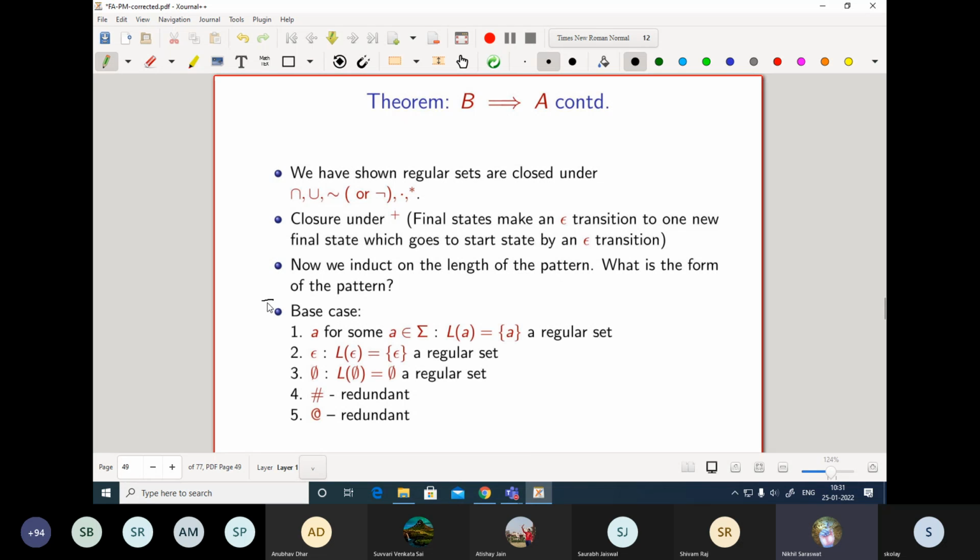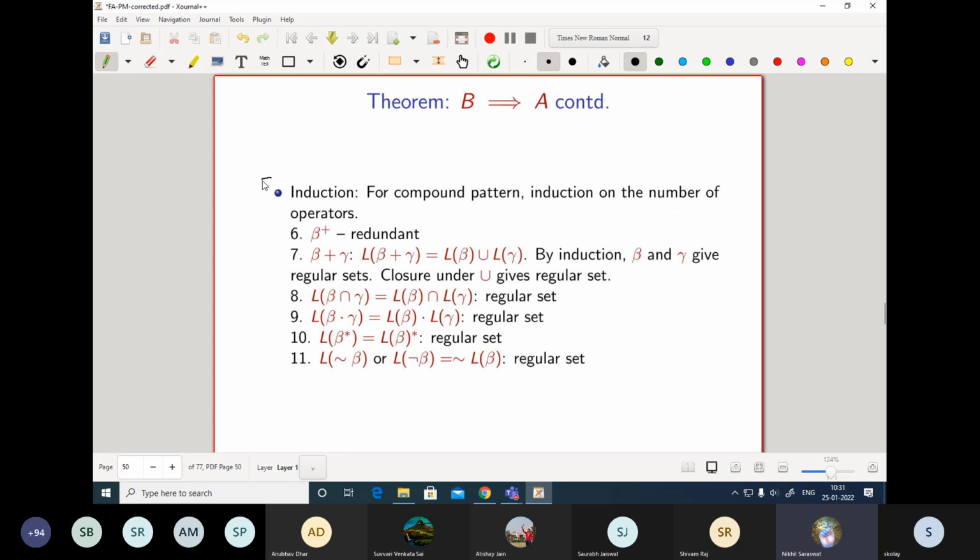Okay, so let's deal with the base cases first. In the base case, we will only be looking at the atomic patterns and seeing whether they are regular sets or not. So A, epsilon, null, these are all atomic patterns corresponding to languages that are regular sets. And as we have seen, hash and at are redundant. So we know that wherever hash and at appears, we can replace that with a sub pattern that does not contain hash and at. So we don't need to deal with that.